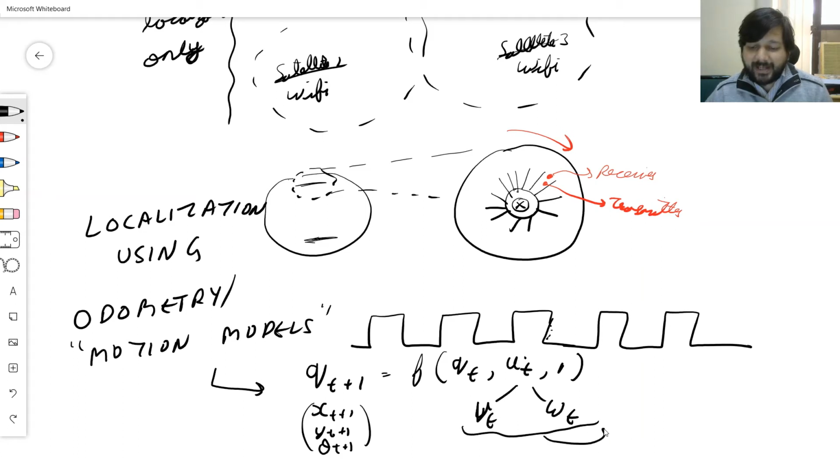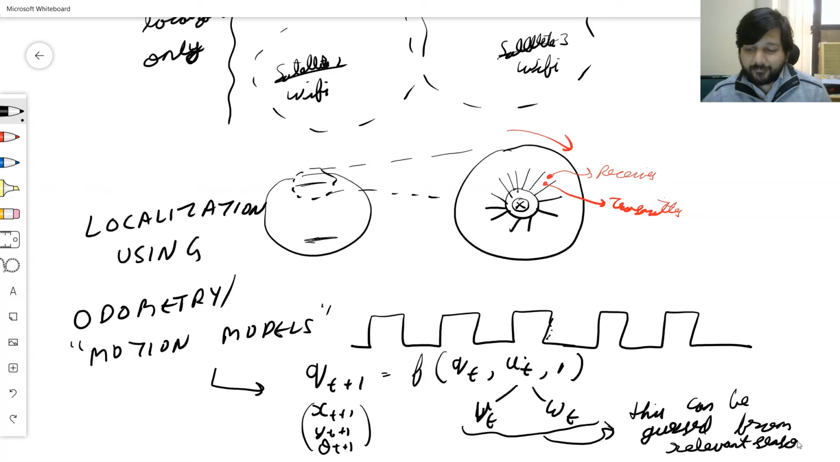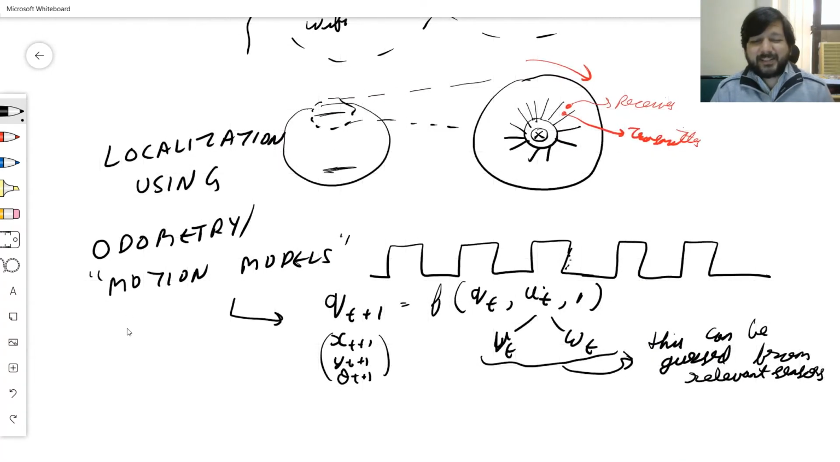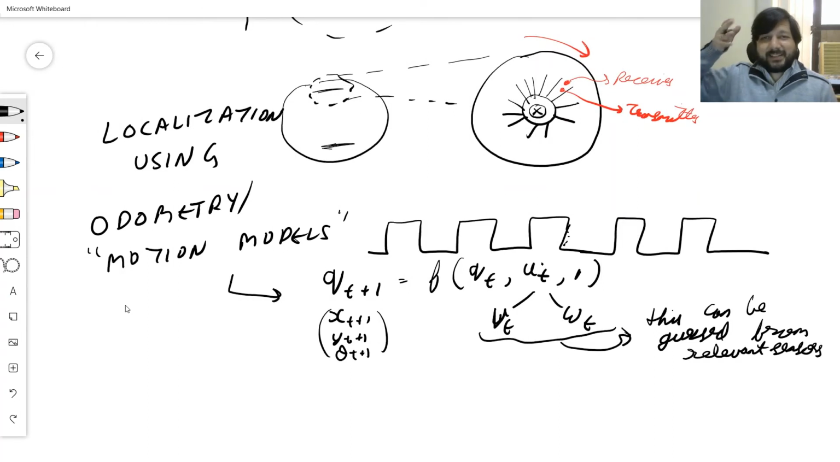And I say that this can be guessed from relevant sensors. Encoders are one of them. Now the problem with encoders is sometimes the wheels skid and they don't rotate. So the encoders say the robot is stationary while the robot just drifted, it just skid.